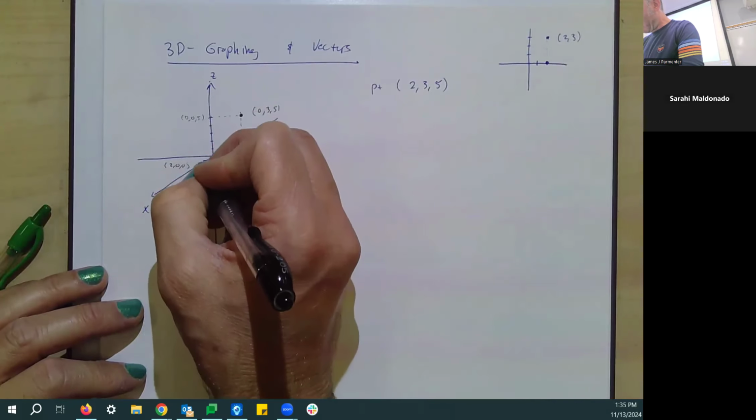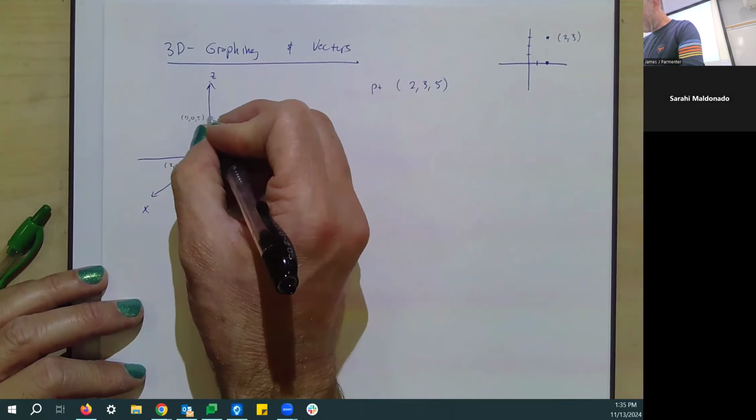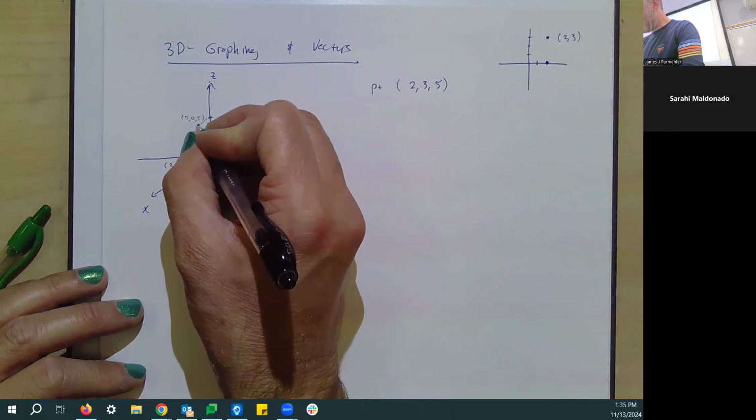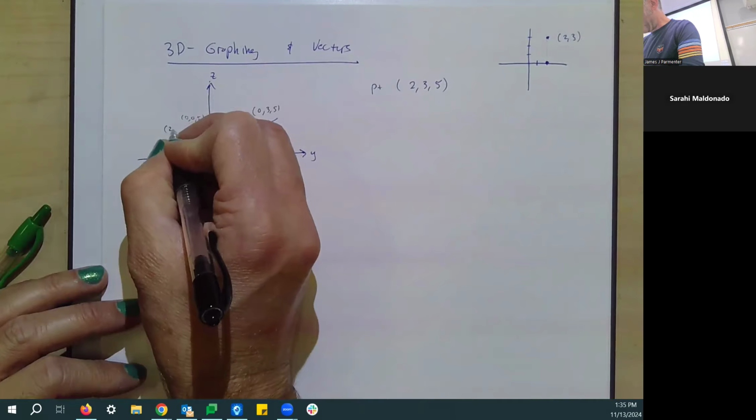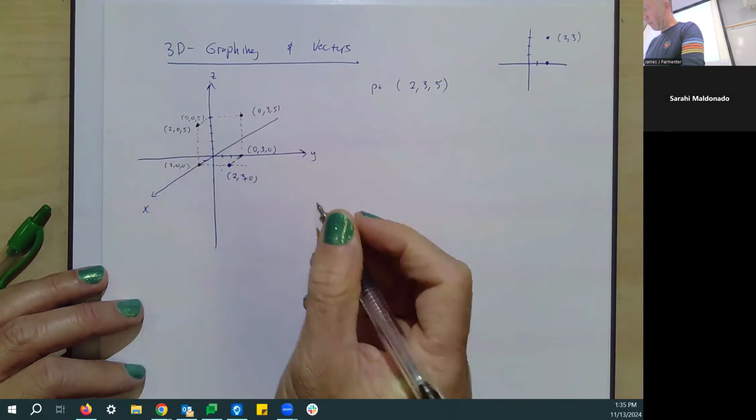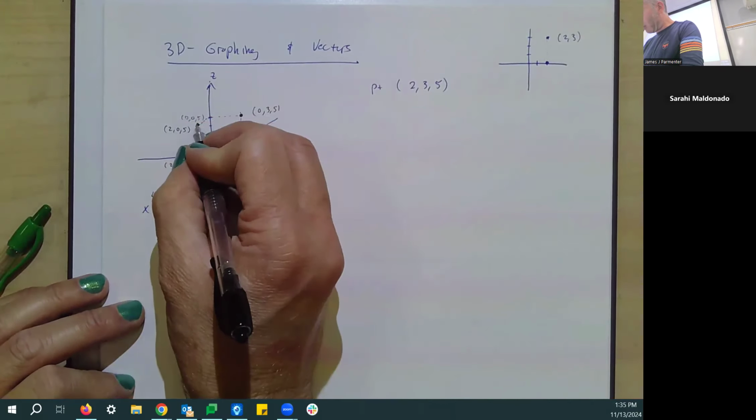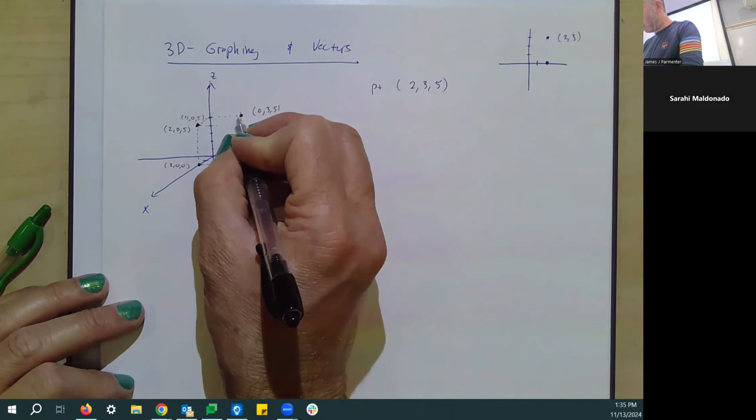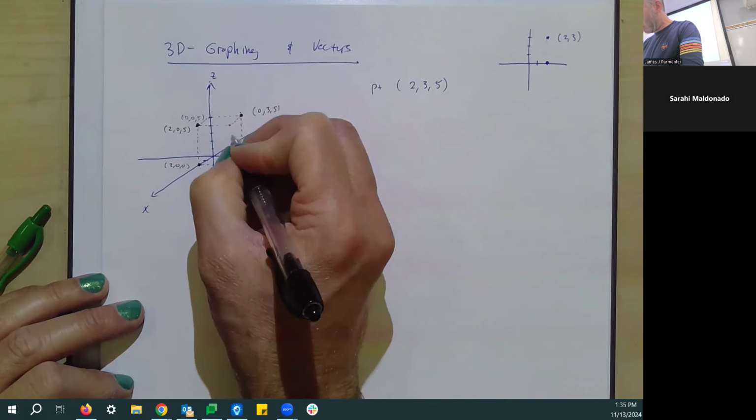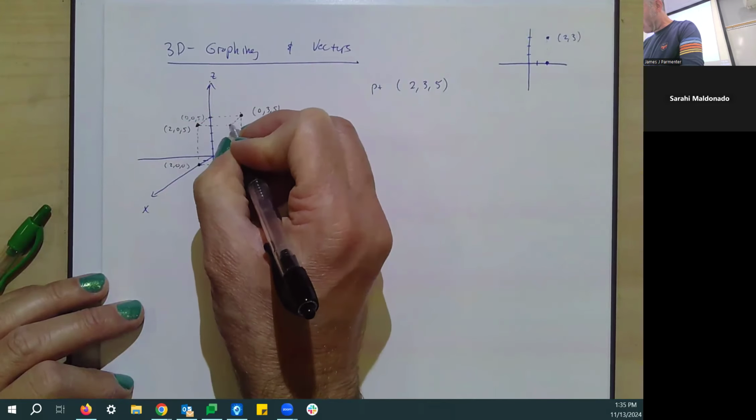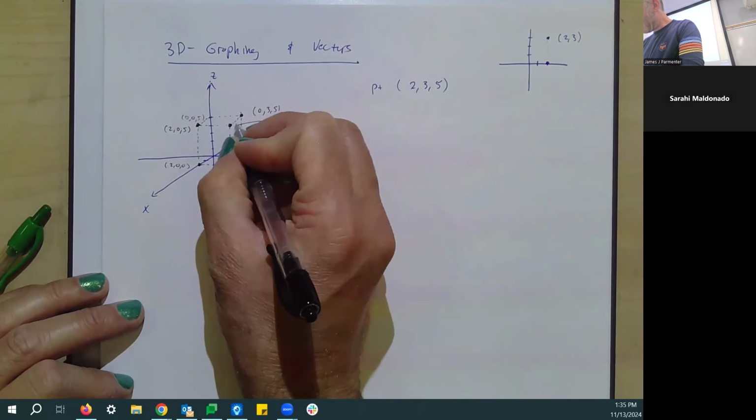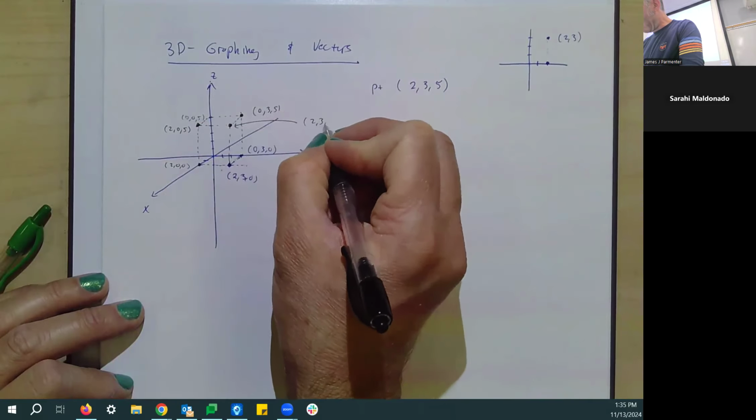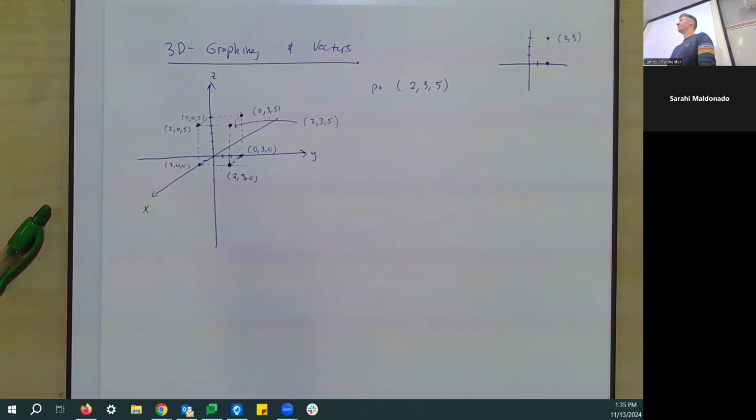I can go either up from x or in the x direction from z to get the point 2, 0, 5. And then finally, putting it all together, this point over that way in the y direction, or from this point moving in the x direction, or from this point moving in the z direction, I end up with the point 2, 3, 5.